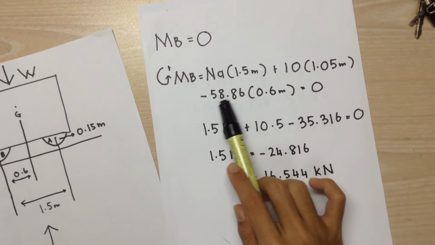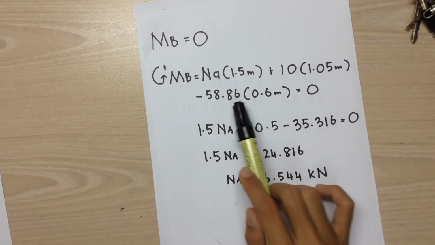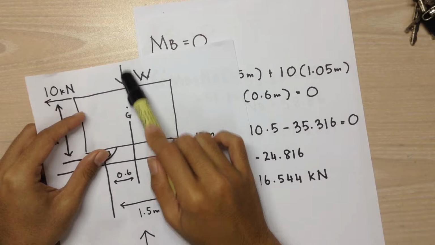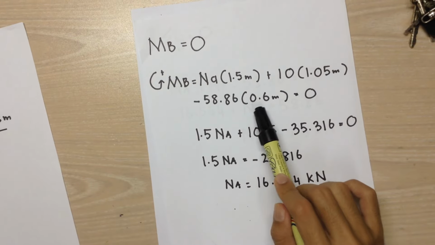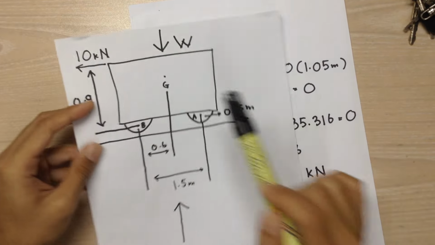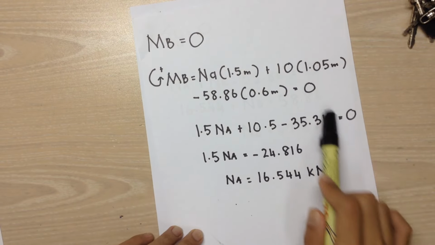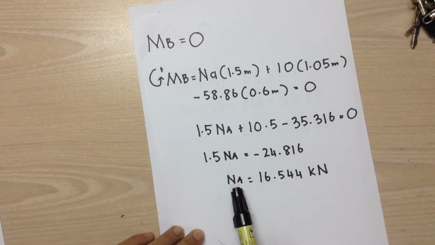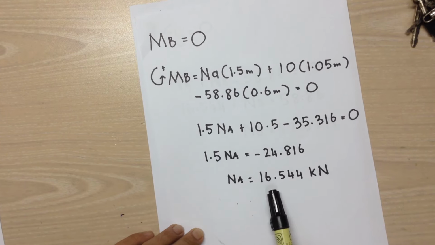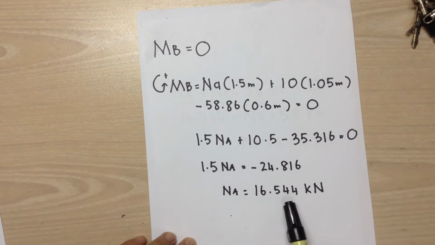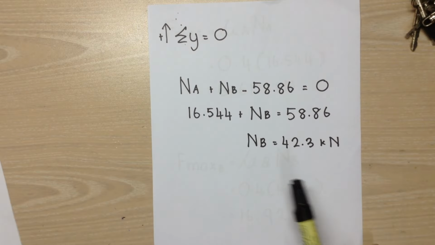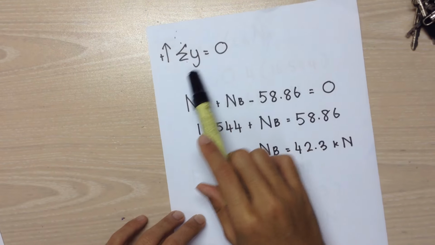And then we minus 58.86. Why minus? Because the weight moves downward, and we times by 0.6 meter. 0.6 meter is at this one. And then we use simple maths to get NA. So NA is equal to 16.544 kilonewton. The next step, we use the y-axis.